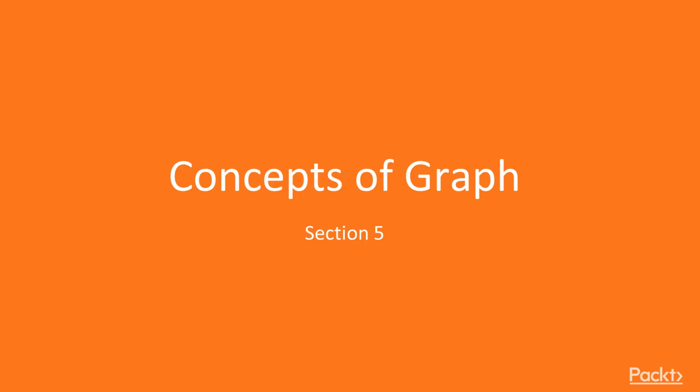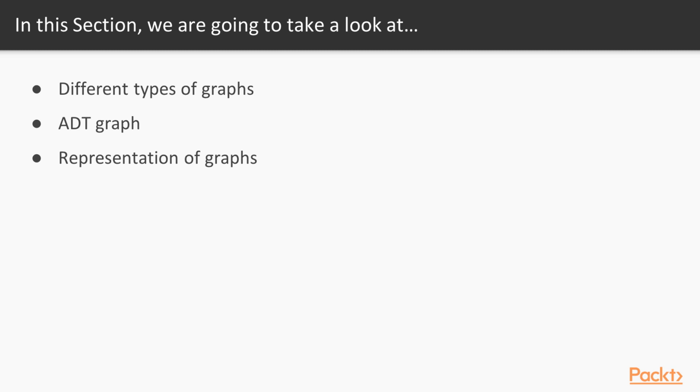Hello everyone. We're at the next section of the course, Concepts of Graph. A graph is a generalization of a tree. In a tree, every node has one parent. In a graph, a node can have multiple parents. In this section, we will discuss different types of graphs and the ADT graph. We will represent graphs in memory and traverse it.